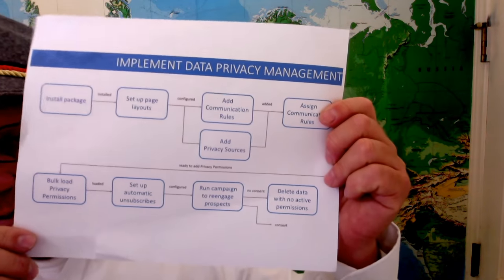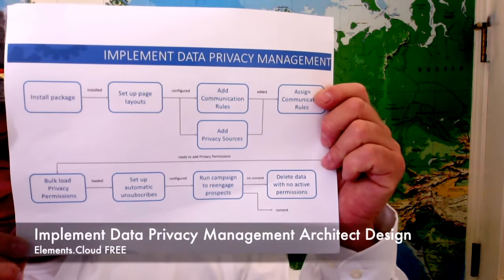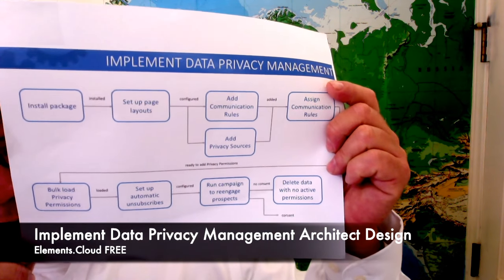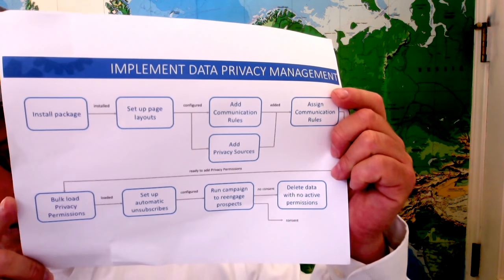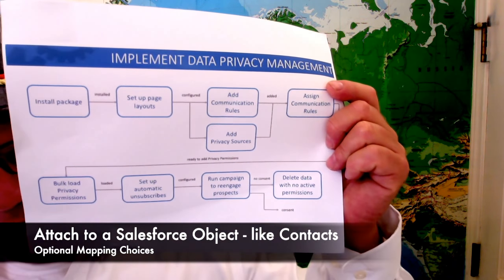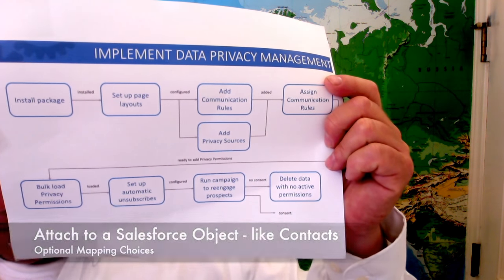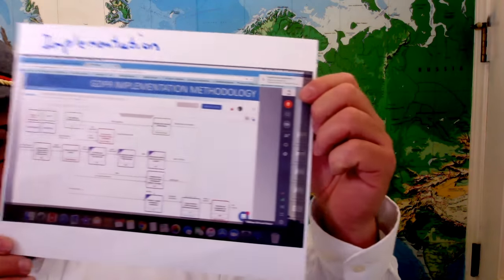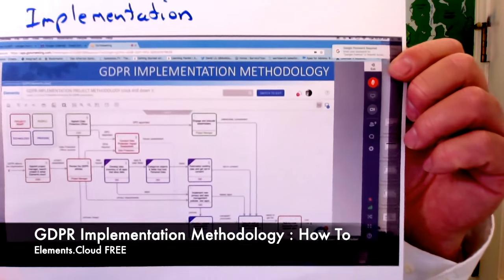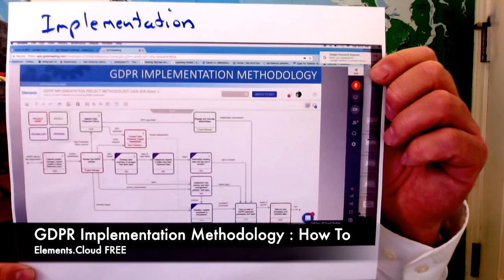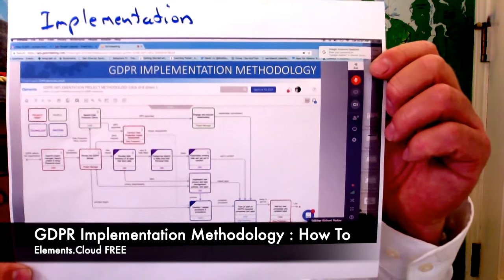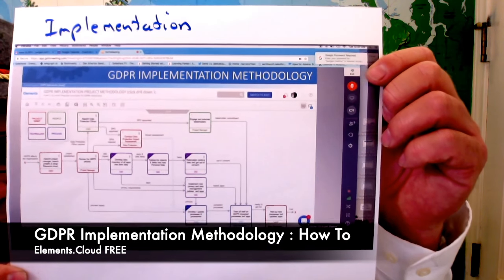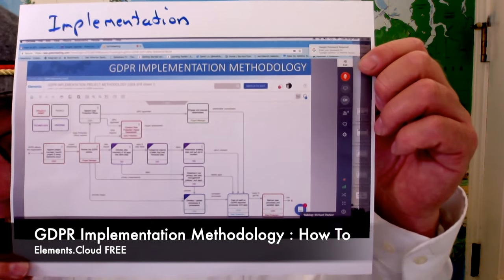And let me show you. This is the implementation of the privacy data management. It goes from install package, set up the layouts, and so on, communications, right? This one is, for instance, about the methodology on implementing. See, this is perfect, much better than Visio, right? So all of a sudden, you're in compliance. You can tell somebody exactly the flow.